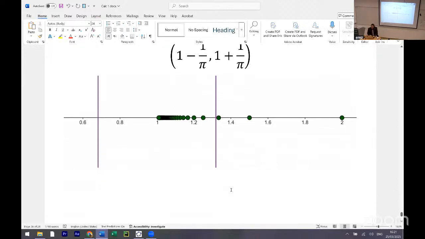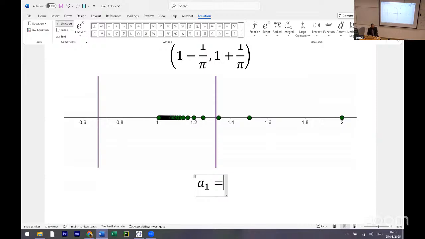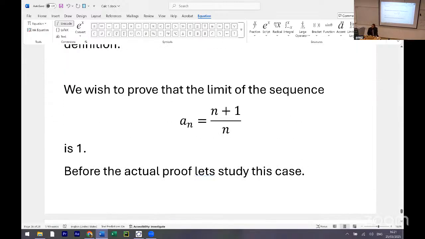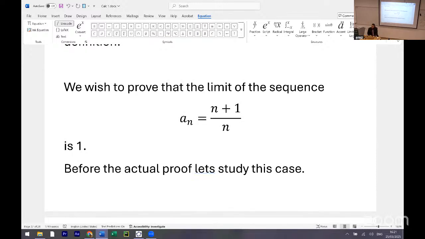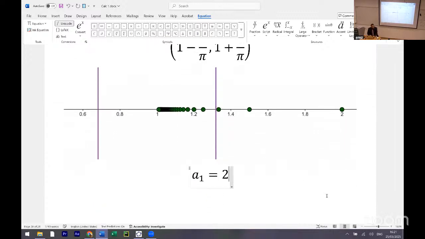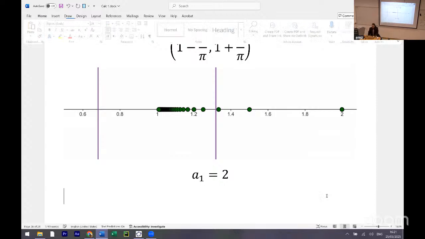So A1, what is the first element of this sequence? What is A1? 2. The actual number, 2, right? Because when you plug in n equals 1, you get 1 plus 1 over 1, which is 2. So A1 is 2. Where is it in the drawing? That in the illustration is A1, right? That is the first element of the sequence. Agreed?